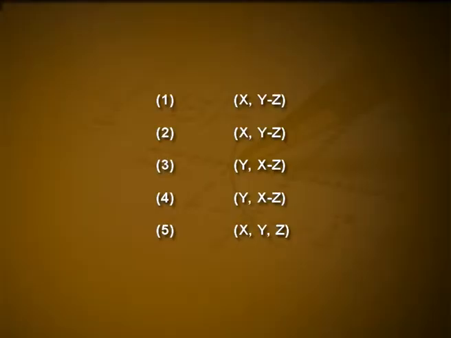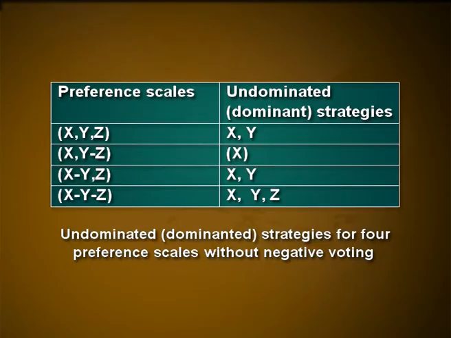Assume that there are 5 voters whose preference scales are: first one X, Y, minus Z; second one X, Y, minus Z; third one Y, X, minus Z; fourth one Y, X, minus Z; and fifth one X, Y, Z. From table 4, we know that voters 1, 2 and 3, 4 have dominant strategies, that is, vote for X and vote for Y respectively.